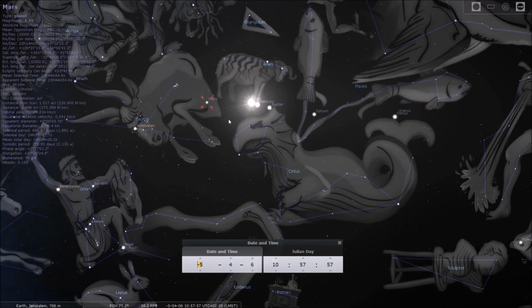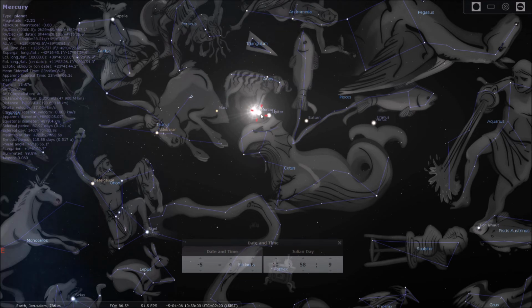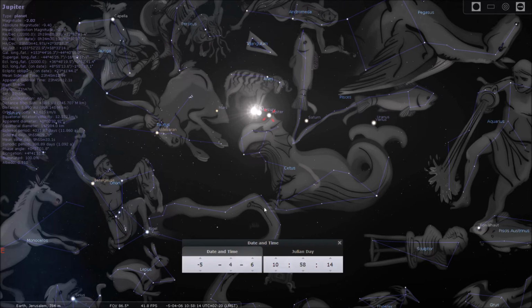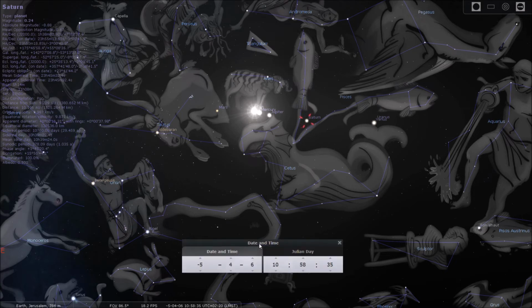6, okay, Mars just passed by, and Mercury, Jupiter, close by, and Venus and Uranus are together. Saturn is also in Pisces. The moon, nowhere to be found in this part, so we didn't click on the moon, so we don't know what day and illumination the moon is.